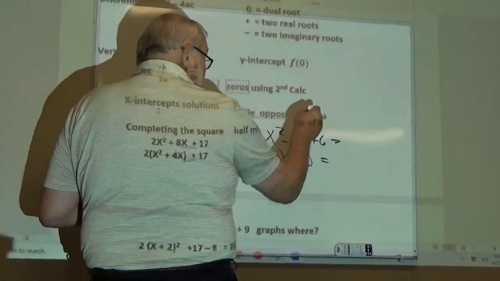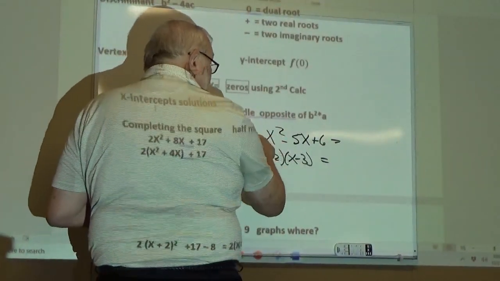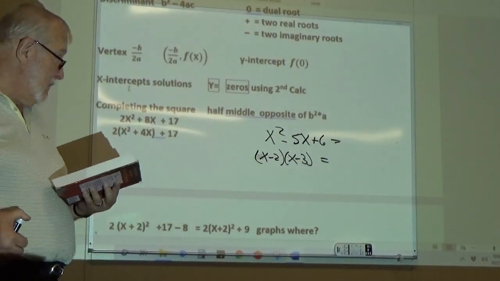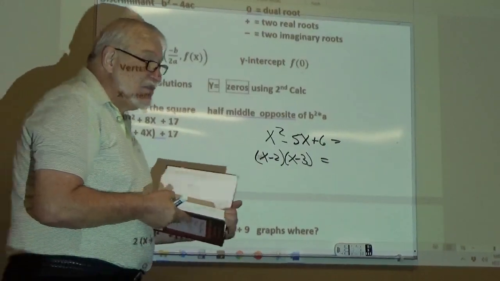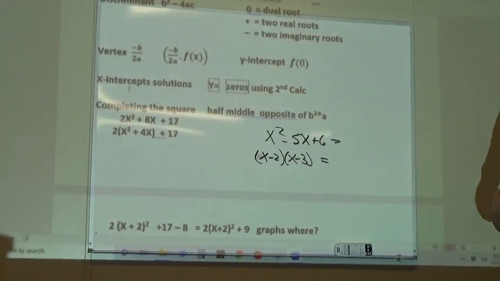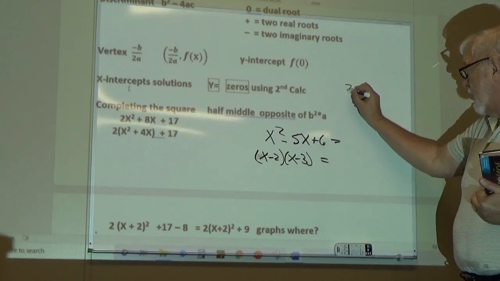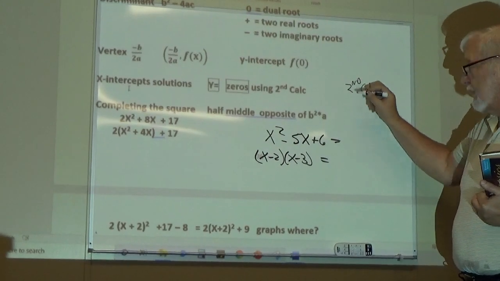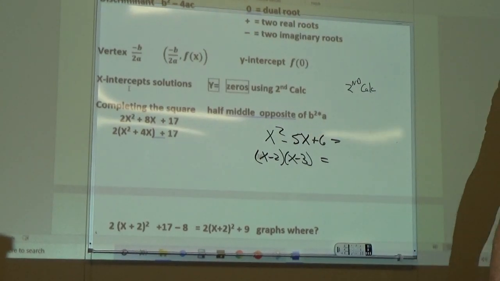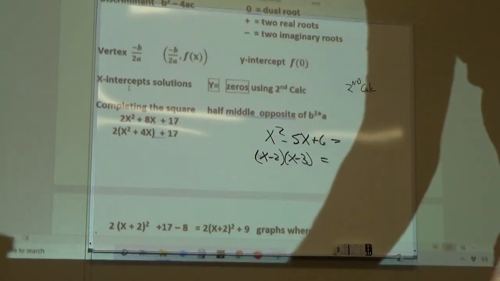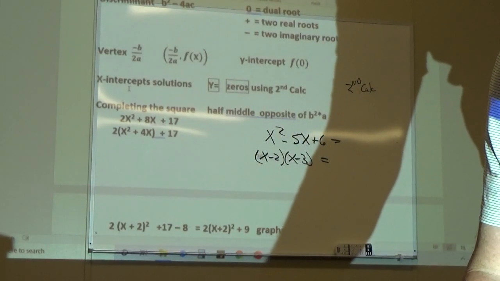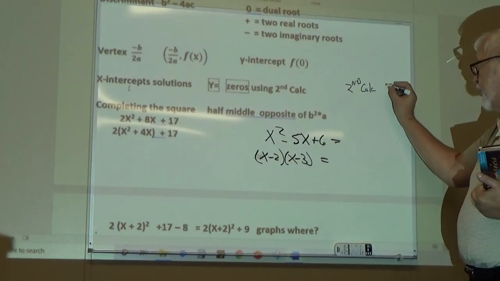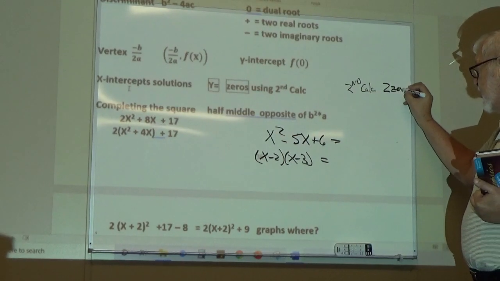Okay, so we have this, and what we're going to do is put this into the y equals. So go ahead and do that, and put the equation in the y equals. Then you're going to go to second calc after you get the equation in, and press number 2 because that's the 0.